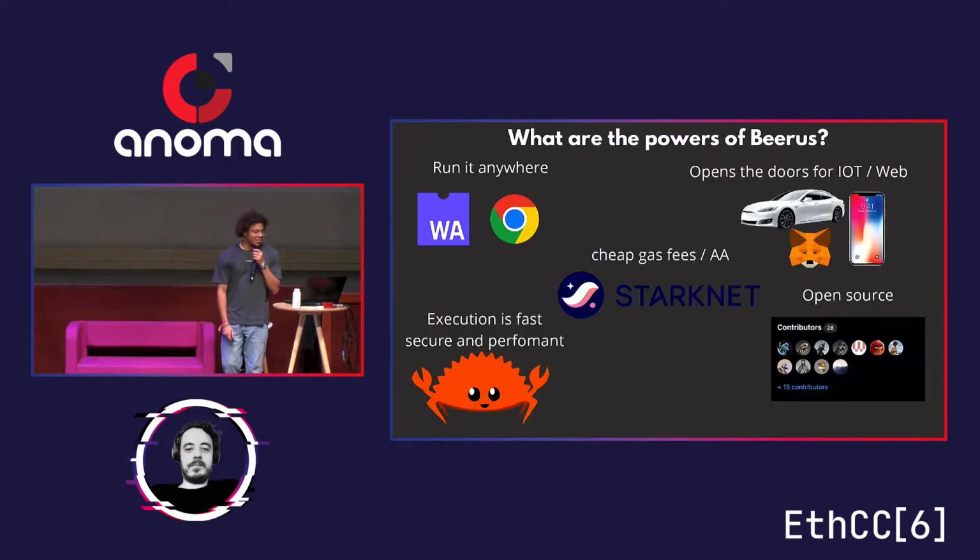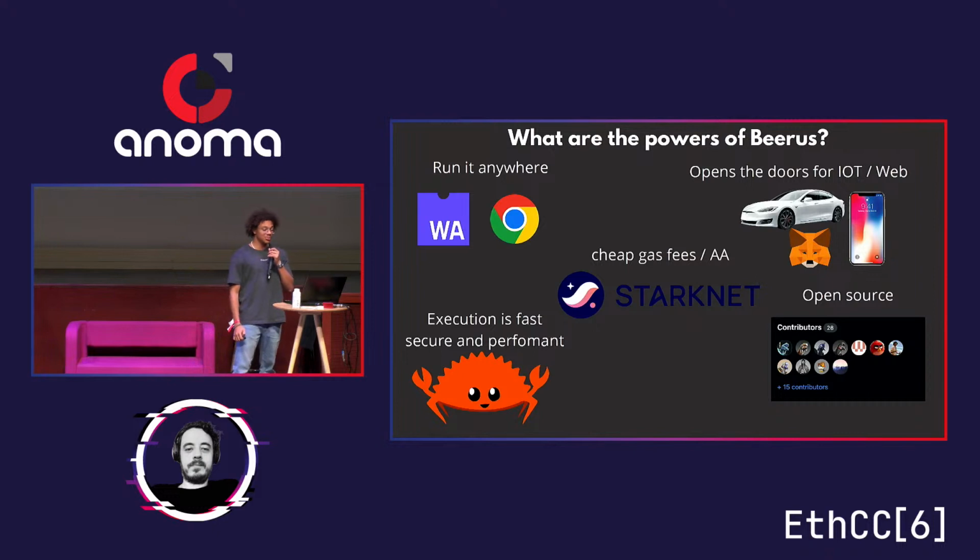So yeah, to recap, what are the powers of Beerus? You can run it anywhere. With WASM, you can run it in your browser. It opens enormous doors for IoT. So you can run it on your car, on your smart toaster, on your washing machine, I don't know, anywhere you want, man. And you can enable all these devices to connect to the blockchain in a secure way. And that's incredible to me. So yeah, that's really cool.